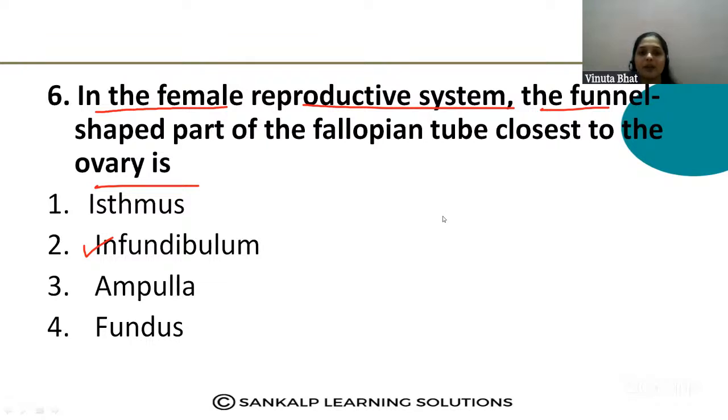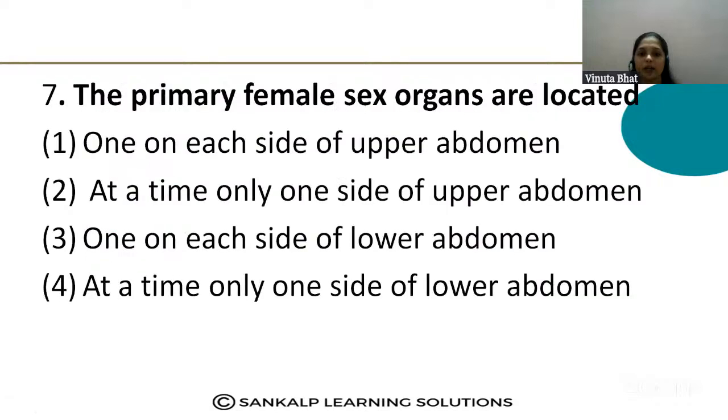Seventh one: the primary female sex organs are located where? One on each side of the upper abdomen, at a time only one side of the upper abdomen; one on each side of the lower abdomen, at a time only one side of the lower abdomen. Comment the correct answer. Yes, C: one on each side of the lower abdomen.